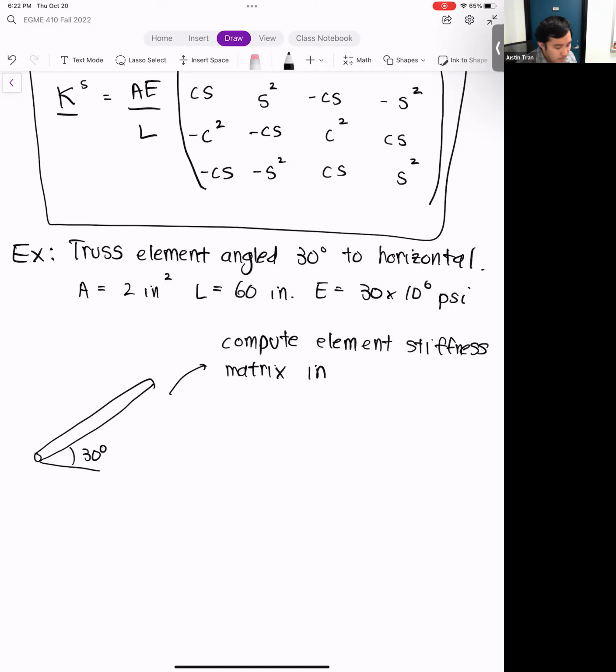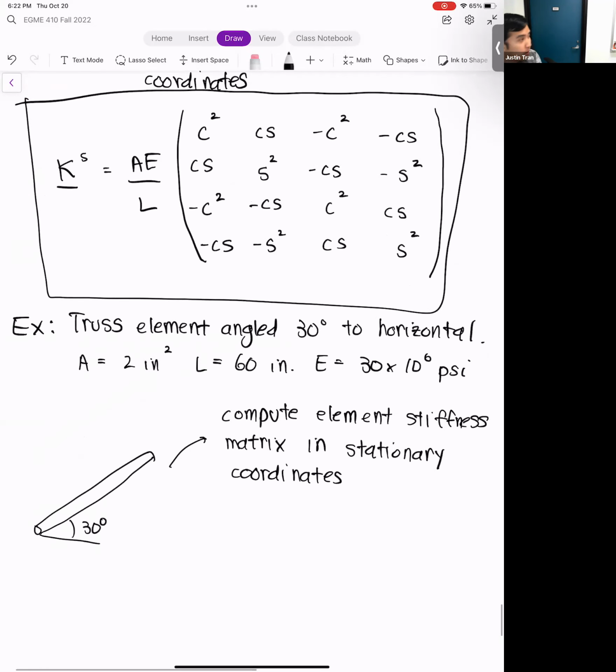And of course, because it's 2D, we want to compute its element stiffness matrix in the stationary coordinates. And so we're basically just going to be plugging and chugging into this gargantuan matrix right here. But the reason I'm doing this example is I want to show you guys my strategy that I use to approach this.